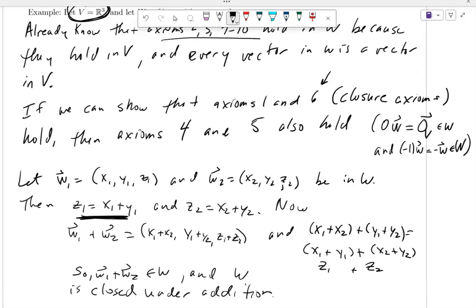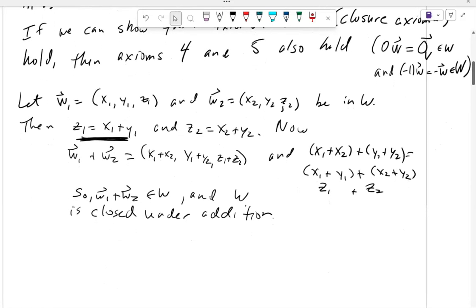Third component is the sum of the first two. Then I added them together because I have to show that it's closed under addition. And then I showed that the sum has that defining characteristic. I looked at the sum of the first two components and showed that it was equal to the third. So that's what it means to be closed. I need to do the exact same thing for scalar multiplication, right?